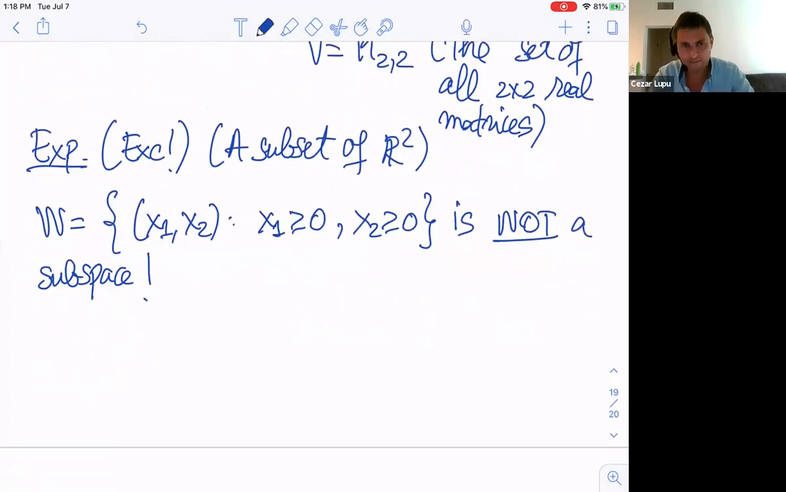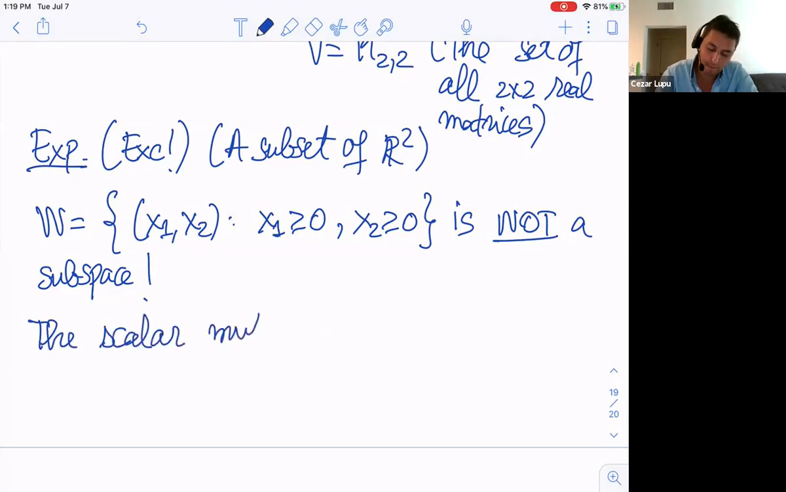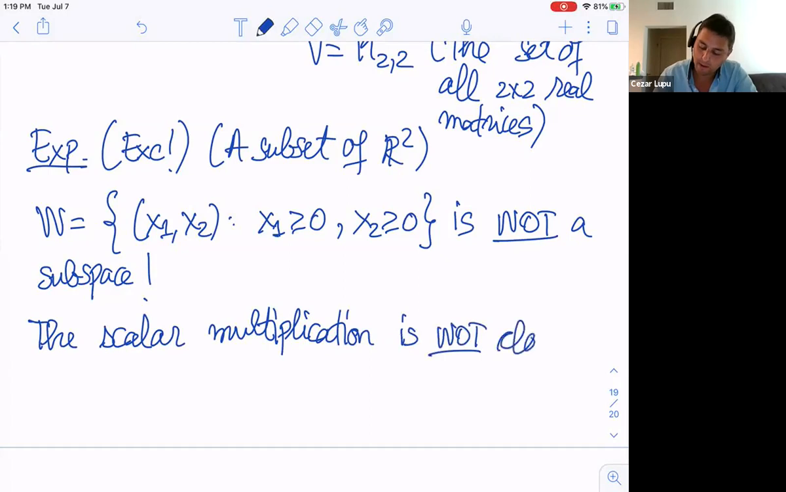In fact, let me just say it. It's just one word. This time the scalar multiplication is not closed. In other words, we don't have the closure for scalar multiplication. For example, let me consider this point, let's say (1, 1) in W.